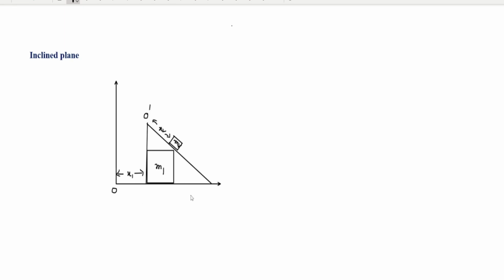This is the horizontal smooth surface. In case you are confused, this one is the horizontal smooth surface. This is the smooth inclined surface.